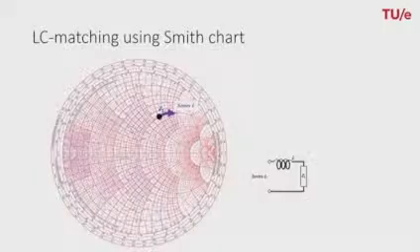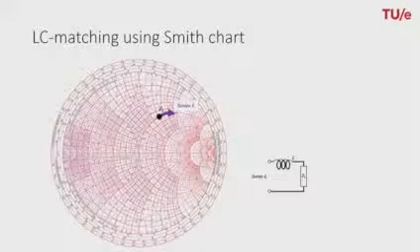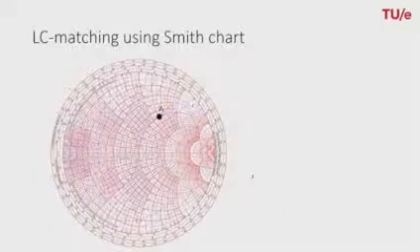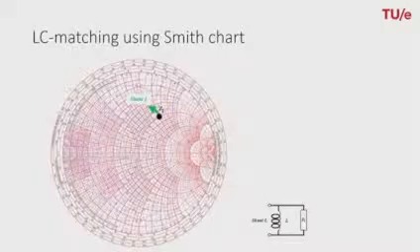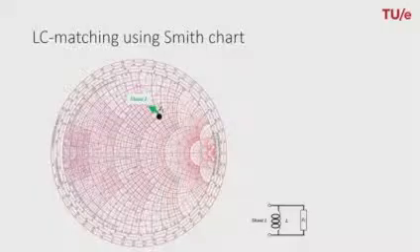If we add an inductor, in this case a series inductor, we would also move along the circle with constant resistance, but in the other direction as compared to the capacitor, as indicated here by the purple arrow. Finally, if we add a shunt inductor, we would again move along the circle with constant conductance in the direction indicated here by the green arrow.